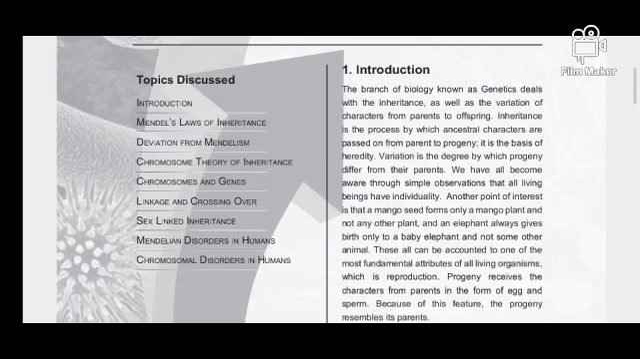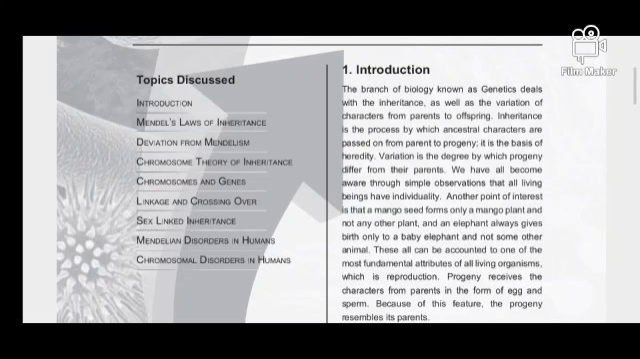So what is genetics? Genetics is the branch of biology which deals with the inheritance as well as the variations of the characters from parents to offspring. It deals with the different characters and variations from parents to offspring, and inheritance is the process by which the ancestral characters are passed from parents to progeny.